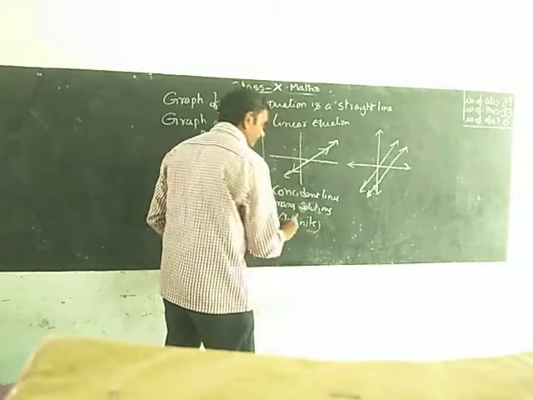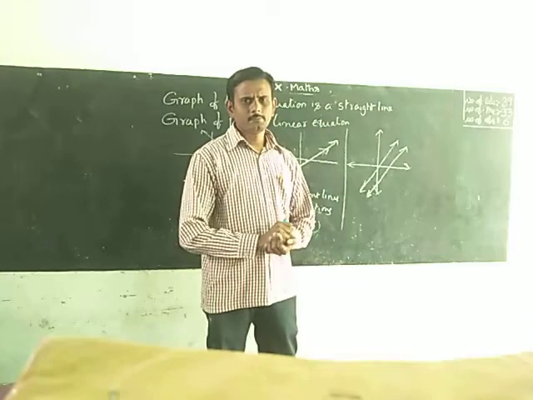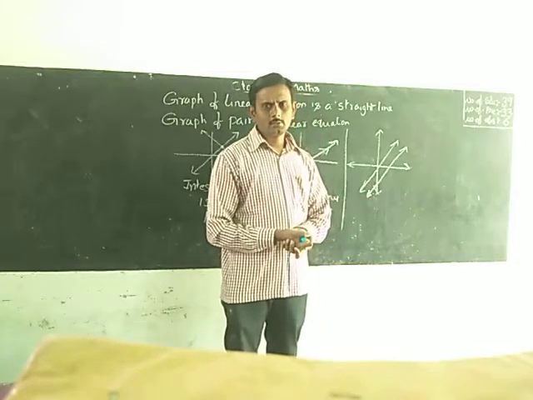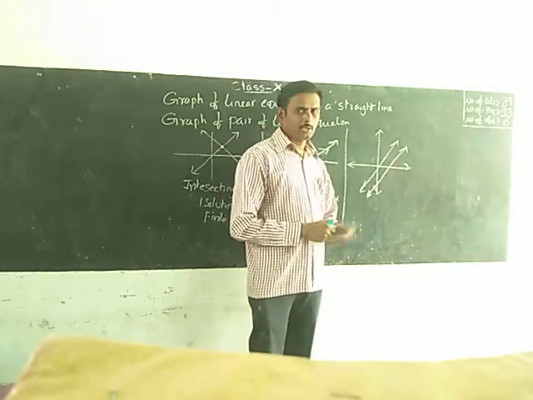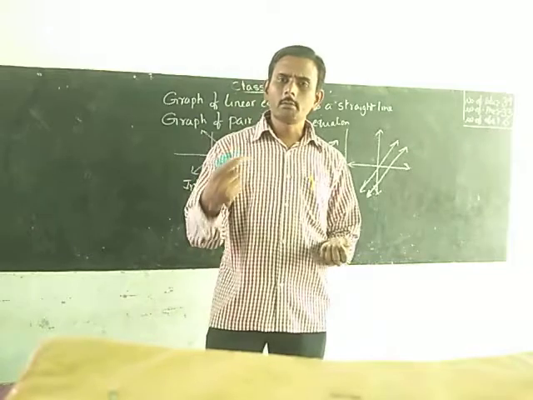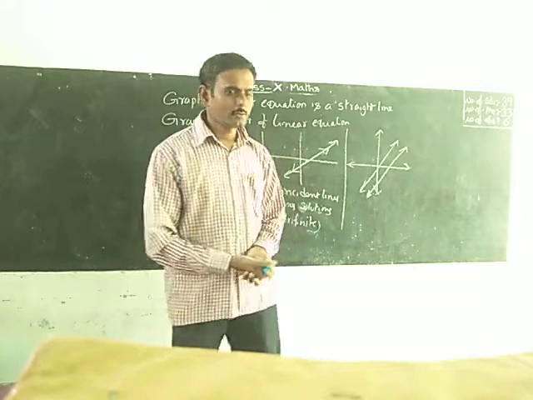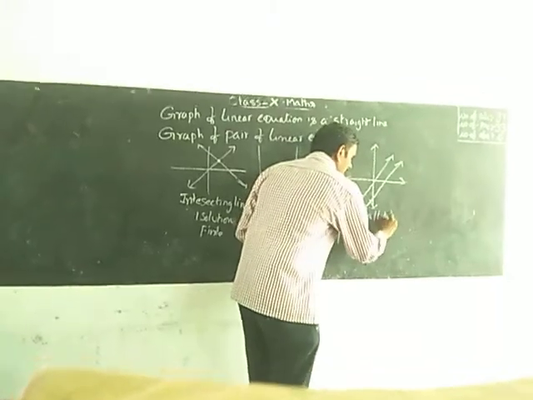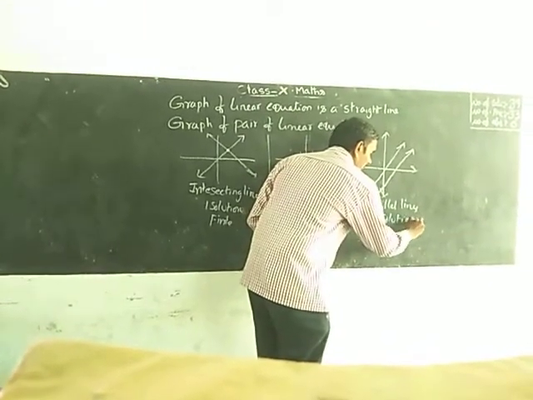Third case: whenever you draw a graph and two lines do not meet anywhere, will there be a solution? No. Then these two lines do not have a common point. There is no common point, which means there is no common solution. That means no solution. These are called parallel lines. These parallel lines have no solution.